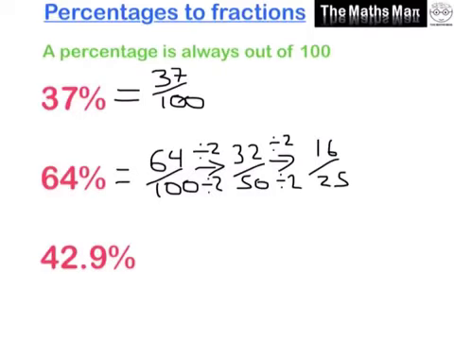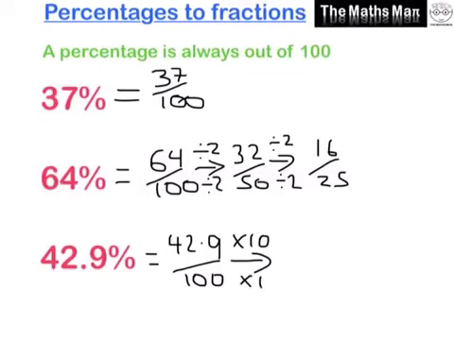If we have a decimal in our percentage, then it's still the same thing, 42.9 out of 100. But we don't normally have decimals in a fraction. So what we want to do is times this by 10 and times the bottom by 10, because that's going to give us a whole number on the top. So we'd have 429 over 1000. And so that's how we change percentages to fractions. So just remember to always put it over 100.